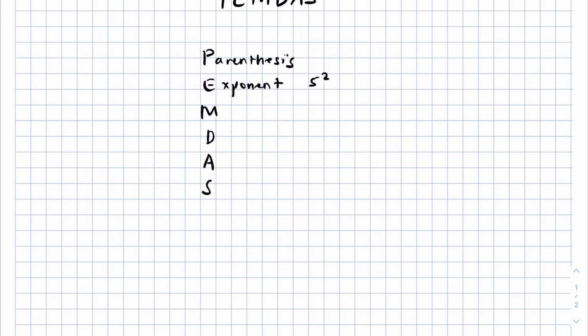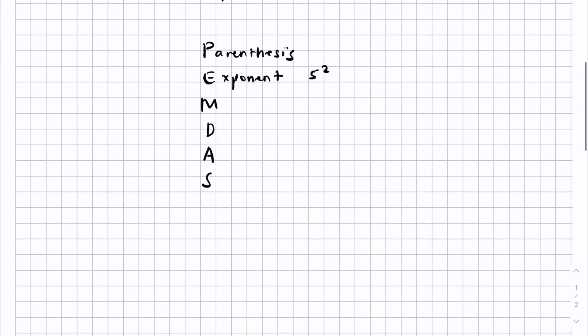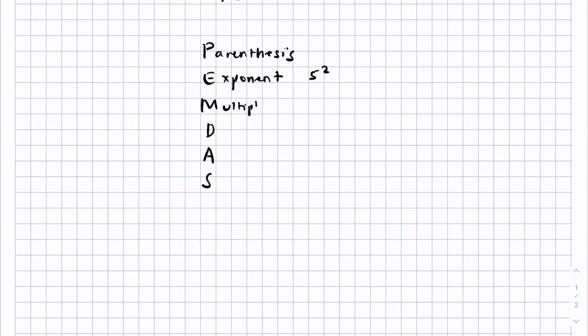The M and D stand for multiplication and division. I wrote these together because you can do either one of these at the same time. So to clarify, multiplication doesn't have to come first. You can start dividing expressions first and then multiply statements.